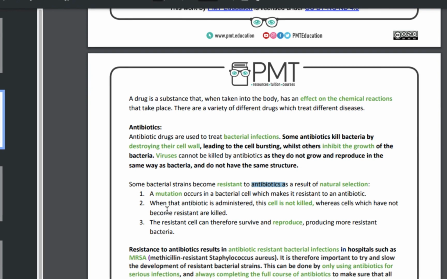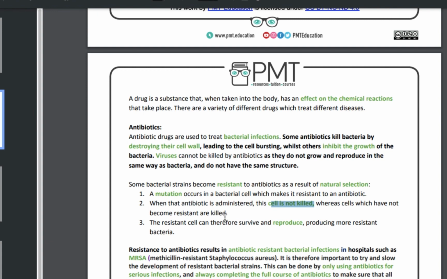Another reason why some of them become resistant is that when the antibiotic is administered, this cell is not killed. When the bacterial cells do not die, then the problem persists, the problem remains. Whereas bacterial cells that have not become resistant to the antibiotics will die. The ones that have become resistant to the antibiotics will remain. So you need to find another way to destroy this.